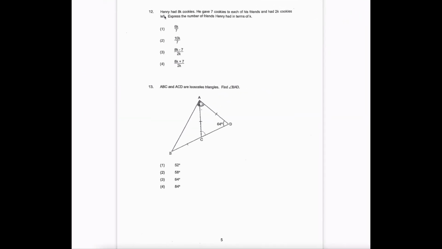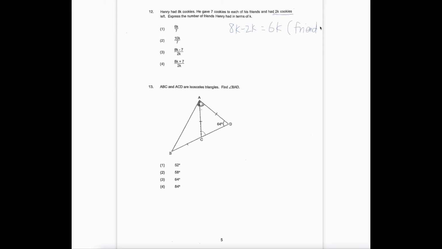Okay, right? Question 12. Henry had 8k cookies and he gave 7 cookies to each of his friends. And after that, he had 2k cookies left. So express the number of friends Henry had in terms of k. Let's not go too far yet. Let's focus on this second sentence. He had 2k cookies left. And I tend to make my students underline so that they can see clearer. So if I have 2k cookies left, that means 6k was given to friends to share.